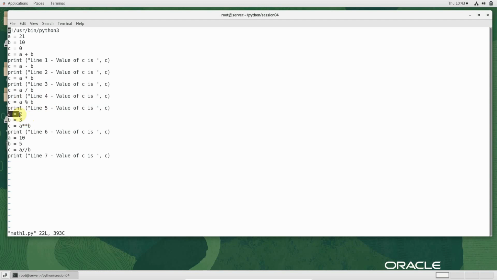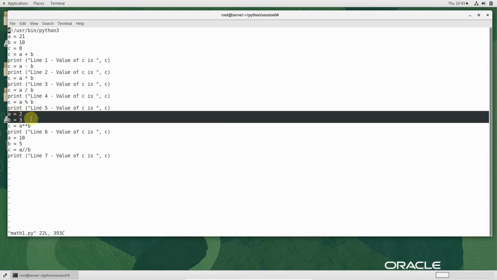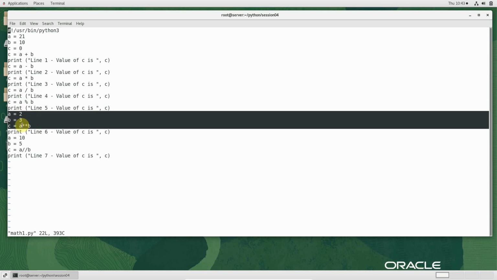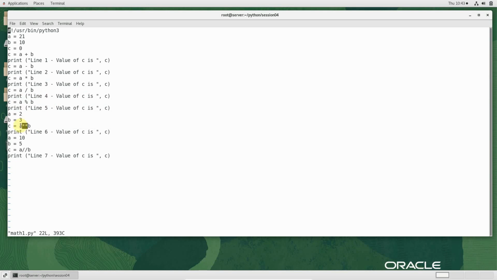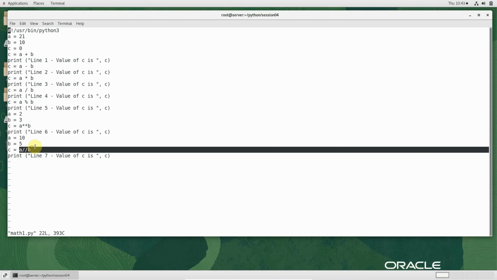Now we are changing the values: a equals 2, b equals 3, c equals a star star b, which is actually raised to the power. So 2 raised to the power 3, it should display 8. This is another example: a equals 10, b equals 5, a floor division. That means ignore the fractional part, only give me the whole number. So you can expect value 2 here.